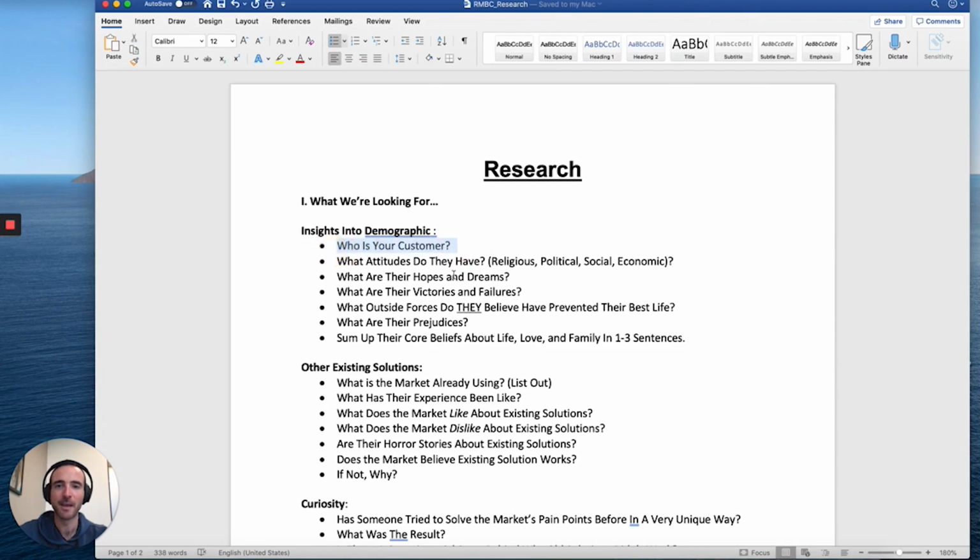But pretty basic, right? As far as what attitudes do they have, religious, political, social, economic, this stuff's really important because, for example, if your market is primarily Christian, then you should know that because the language you use is going to be geared towards other Christians. Or if they're Muslim or Jewish or whatever, it's worth knowing or noting that.